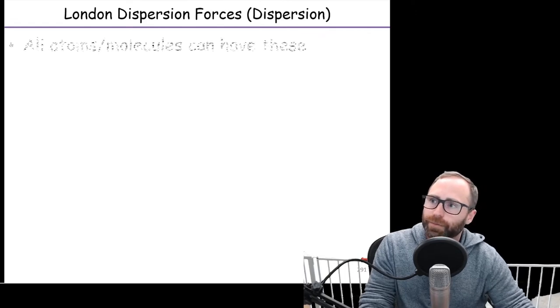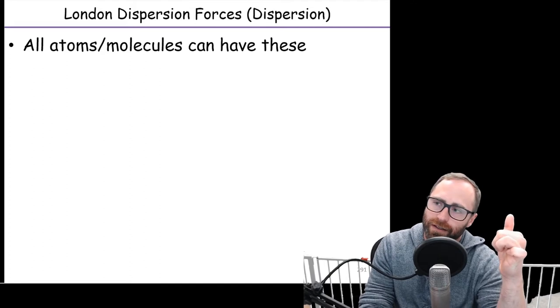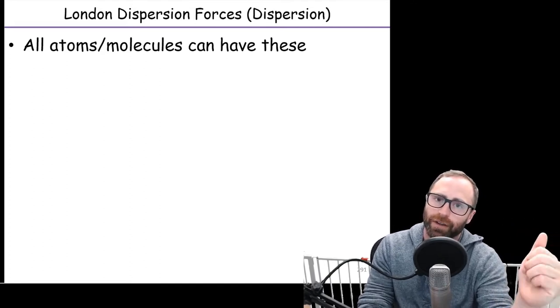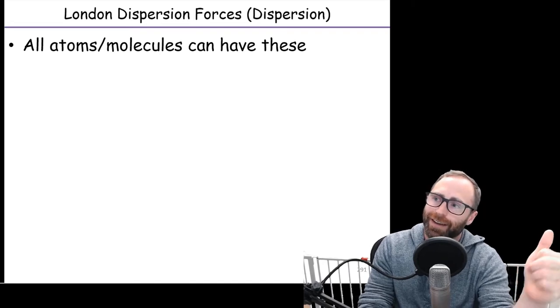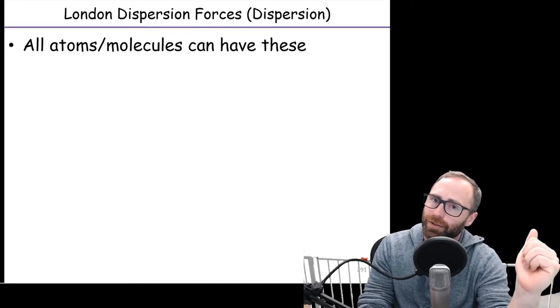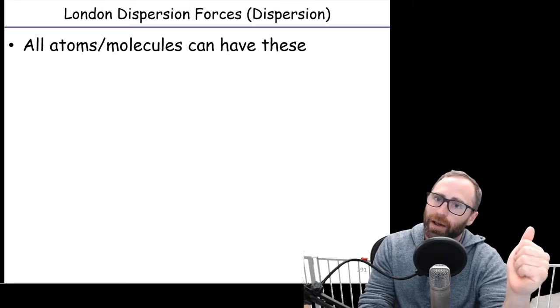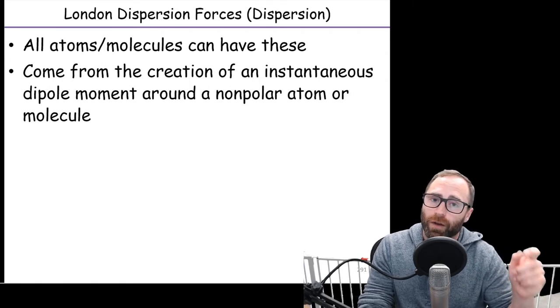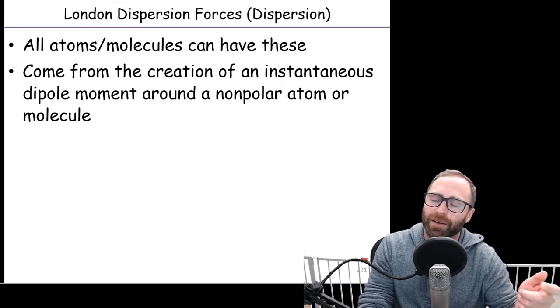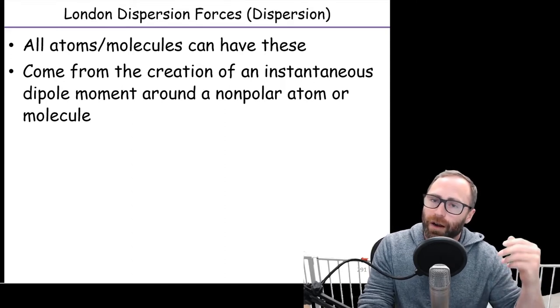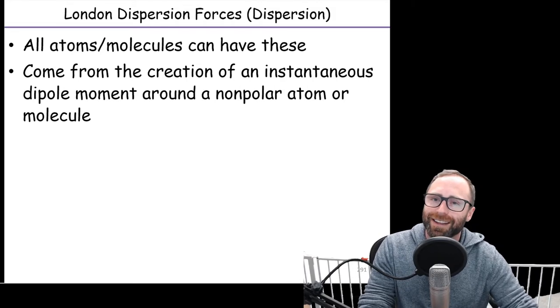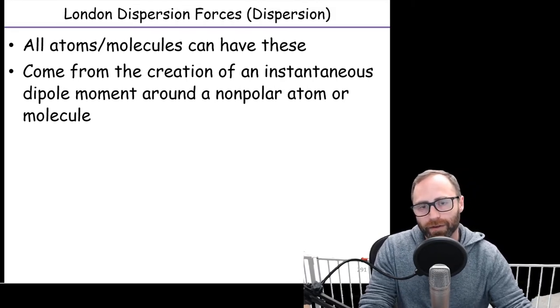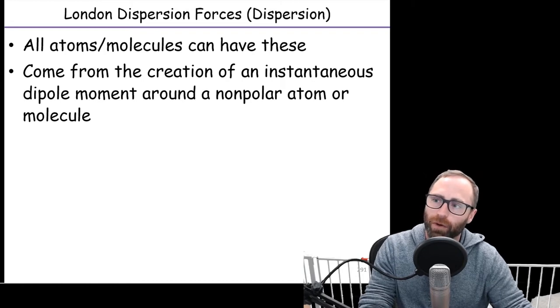London dispersion forces. Okay, key fact about these kinds of forces: every single atom and molecule in existence can have London dispersion forces. That doesn't mean that you're going to be able to observe them, but it means that they can exist. It's really important, especially when it comes to atoms. This is the major kind of force that will hold atoms of things together. Now, these come around because of the creation of an instantaneous dipole moment around a species that is nonpolar. So we're going to have a nonpolar atom, because atoms are pretty much by definition nonpolar, or we're going to have a nonpolar molecule.